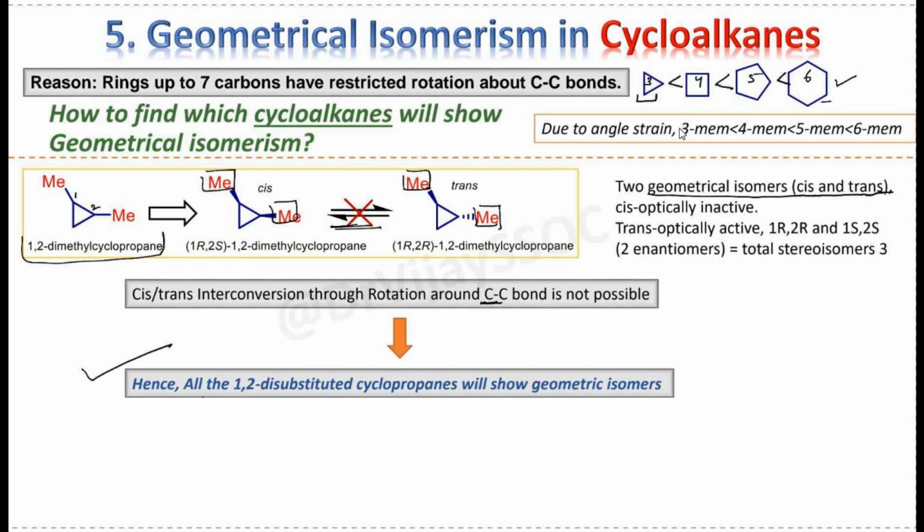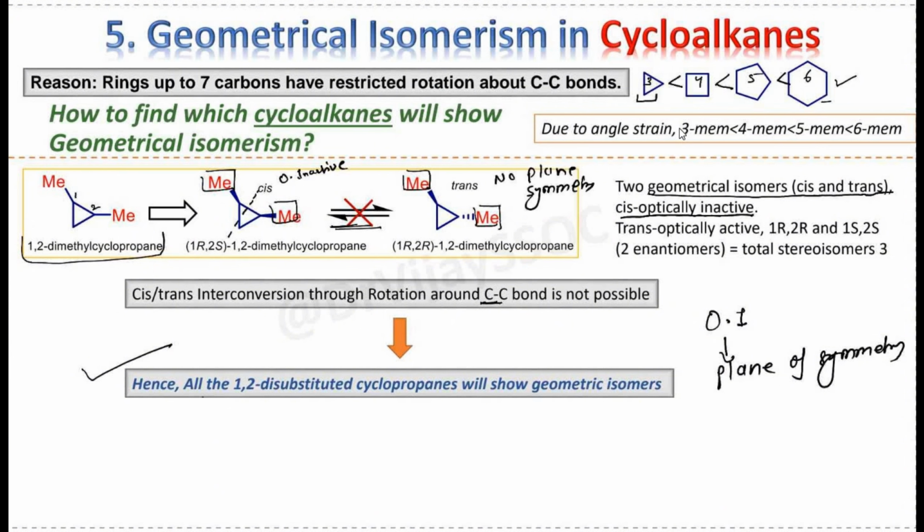Now to find the optical isomerism, as I told you, you have to look for the plane of symmetry. So the cis compound has a plane of symmetry, therefore it is optically inactive. Cis is optically inactive, but trans doesn't have a plane of symmetry, so it will have 2 enantiomers. Therefore the total stereoisomers will be 3: 2 are geometrical isomers and 1 is the optically active enantiomer.